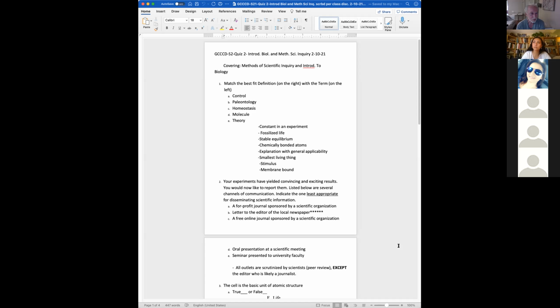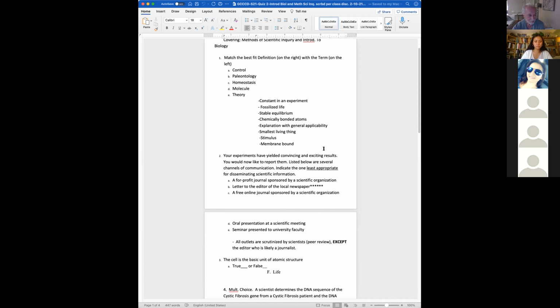On quiz 2, the first question, match the best definition with the term. Okay, control is a constant in an experiment. Paleontology, fossilized life. Homeostasis, stable equilibrium. A molecule is chemically bonded atoms. And a theory is an explanation with general applicability.